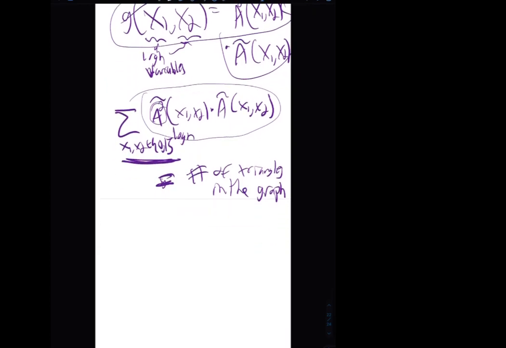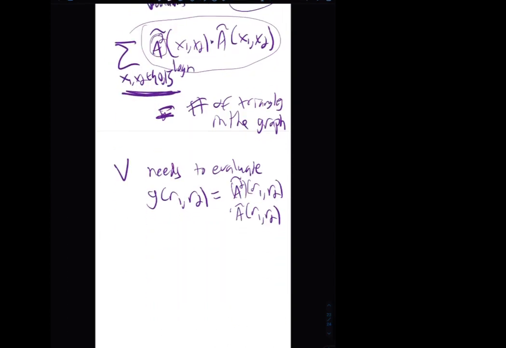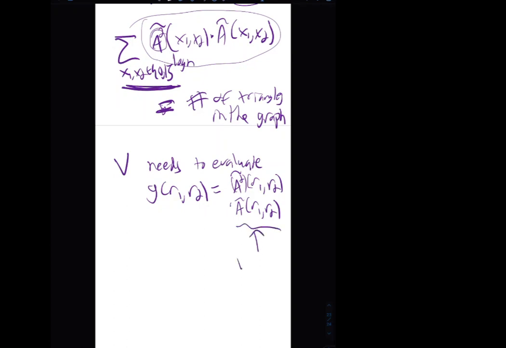So where things get annoying is at the end of this invocation of the sum check protocol, V needs to evaluate G at a random point, G of R1, R2, and that equals A squared twiddle at R1, R2 times A twiddle at R1, R2. And while the verifier can evaluate A twiddle in linear time, n squared time, because it knows the input A, it sees A, so by fast multilinear Lagrange interpolation, it can evaluate the multilinear extension in n squared time.